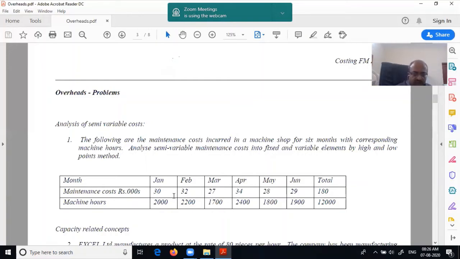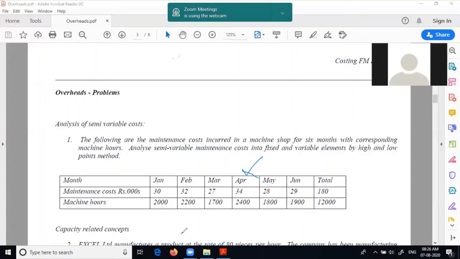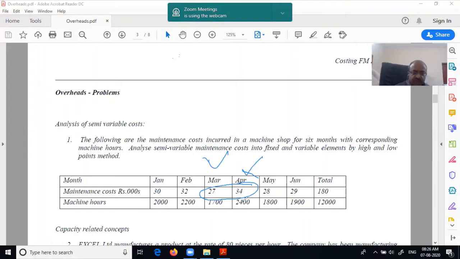So there are 2 levels. All these months are there. Which is the highest cost-wise? Which month is highest? April. So April is the highest. That is one. And the lowest? March. Therefore, you have to take the change of this divided by the change of this. You will get variable cost.